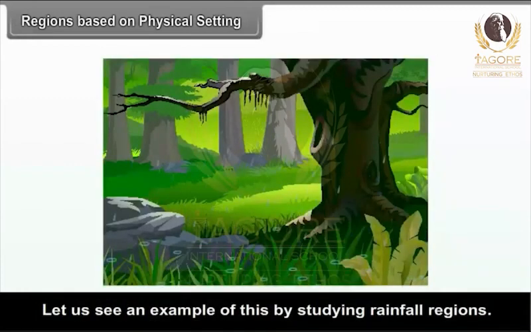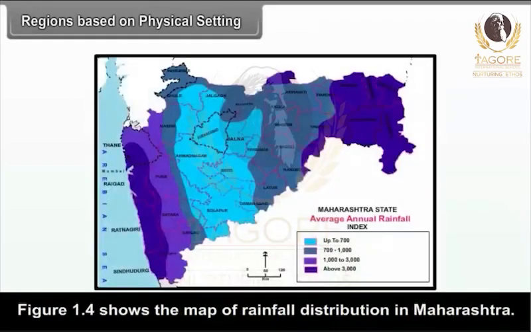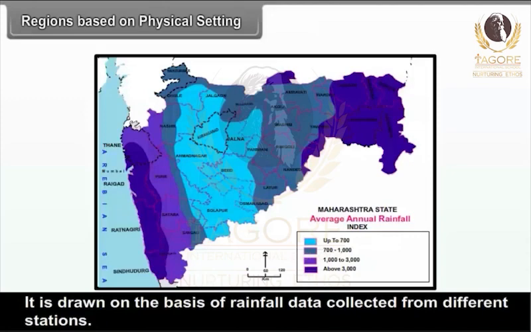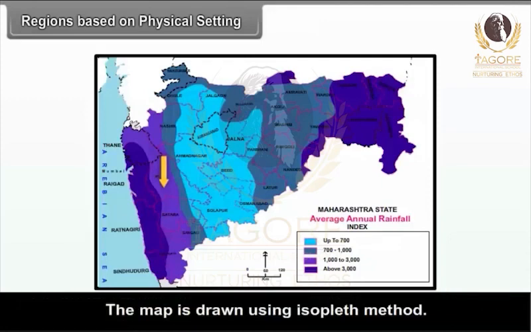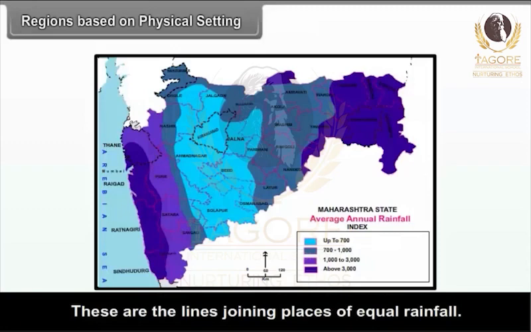Let us see an example of this by studying rainfall regions. Figure 1.4 shows the map of rainfall distribution in Maharashtra. It is drawn on the basis of rainfall data collected from different stations. The map is drawn using isopleth method. The rainfall amount is represented on the map with the help of isohyets. These are the lines joining places of equal rainfall.